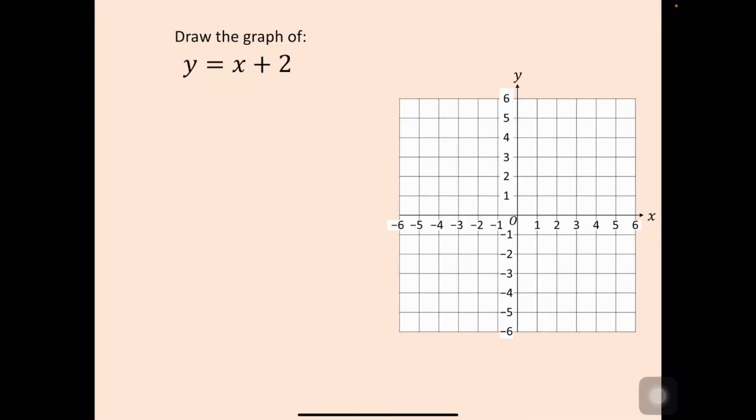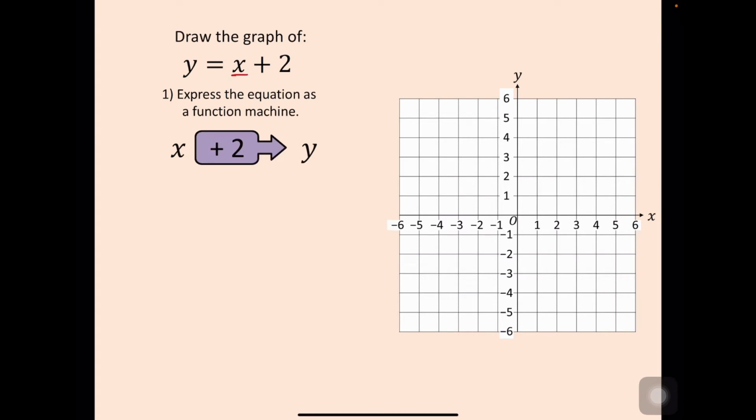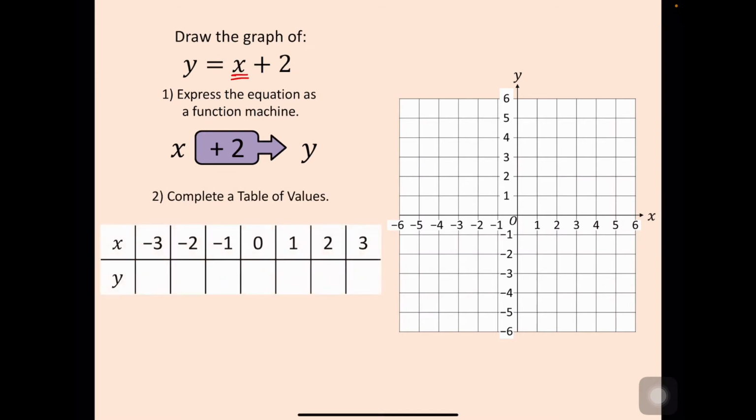Okay, so the question is, draw the graph of y equals x plus 2. We're going to express the equation as a function machine. So we start off with x, we add 2, and then the result is y. So now we're going to complete a table of values. We've listed 6 different x values, and we're going to substitute these x values into this equation.